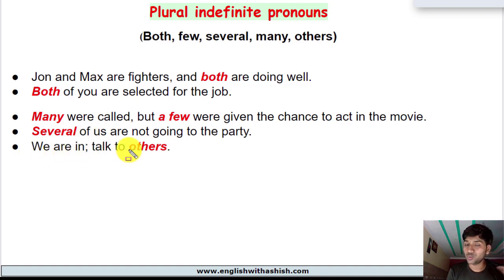We are in, talk to others. We are in, that means we agree to whatever you're saying. We are a part of the plan. Now talk to others. Talk to Rahul. Talk to Mohan. Talk to Jan and Pan. Talk to Max and Fax. Talk to others. Talk to others can be replaced with a plural noun, right? Talk to Rohan, Sohan, and Mohan. Talk to others. All right, so these are plural indefinite pronouns.